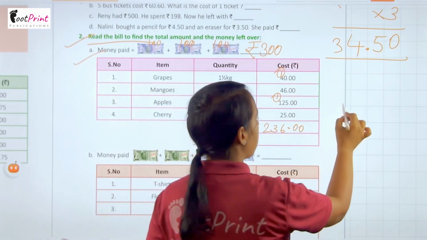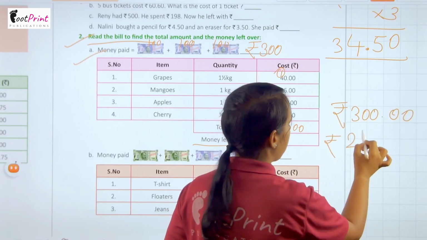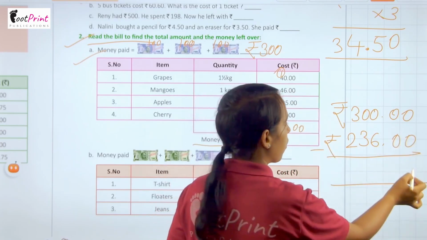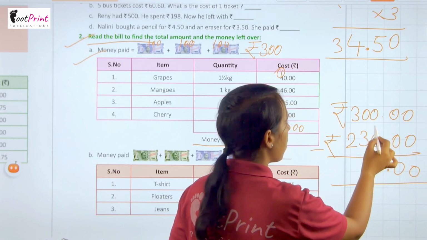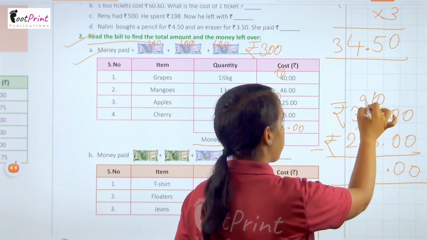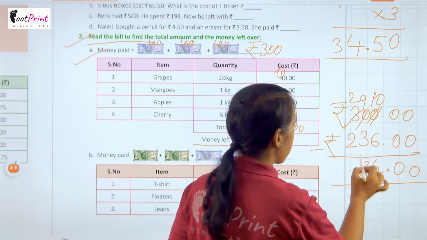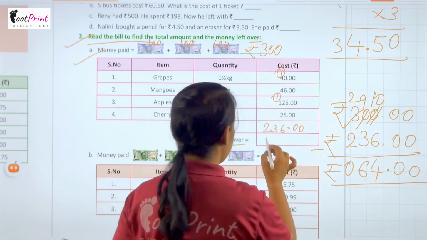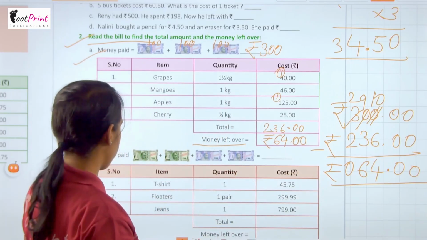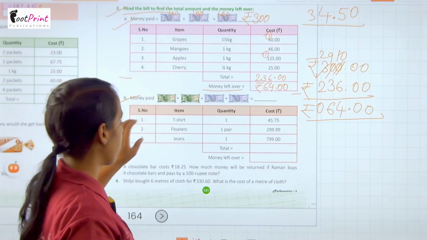So how much total money was given? 300 rupees. Okay. And how much has been paid? The total amount is 236, and after subtracting we get 0 minus 0, 0 minus 0, decimal here. 0 is less than 6 so it will become 10, 0 will become 9 here and 3 will become 2 here. 10 minus 6 is 4, 9 minus 3 is 6, 2 minus 2 is 0. So we get the answer 64 rupees. Okay, this is our answer. In this manner, part B you can also do like this.